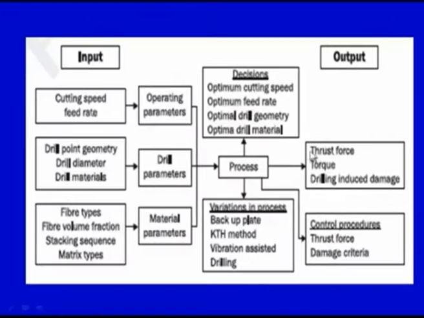So there are many input parameters which go into the process, and then the process gives us output. We can see what the various outputs from the process are: thrust force, torque, and drilling induced damage. So basically, when a large number of inputs go into the process, we get an output. The output can be recorded in the form of thrust force and torque. We need to understand that these input parameters, when they go into the process, give us an output, and the output has to be correlated to the input parameters.